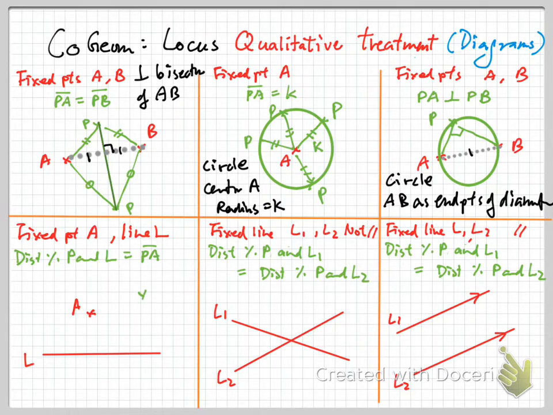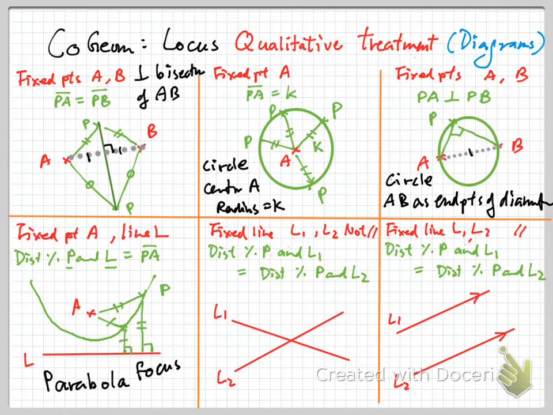Point P is moving so that the distance PA is the same as the perpendicular distance between P and L. So this is one example. Perhaps P can be like here, or perhaps P can be like here, so that the distance is always the same. In that case, the locus of P is a parabola like this. Point A is called the focus. But never mind, it's not required.